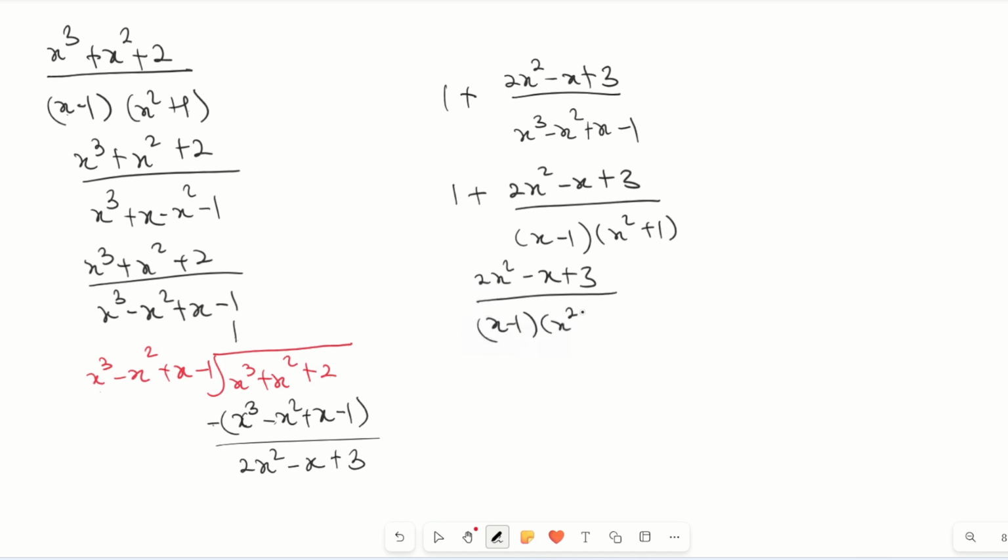X squared plus 1, and that is going to be equal to, right? So we want to express it in a form that we can use partial fractions to decompose. So we have A all over x minus 1, and I believe by now you know why it's A over x minus 1. We see that x minus 1 is a linear factor, so we can take a constant A and divide it by x minus 1.